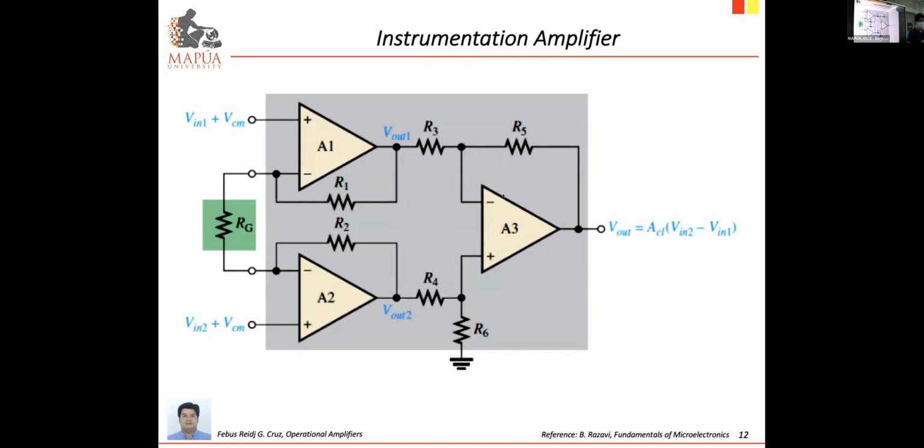Clear? So for example, by the way, this is what we call the instrumentation amplifier. Take a look at the schematic. What basic op-amp circuit can be found in the instrumentation amp? Can you find inverting amplifier, non-inverting amplifier, summing amp, subtractor, or difference amp? What do you see?